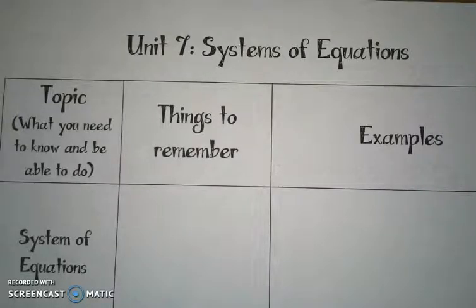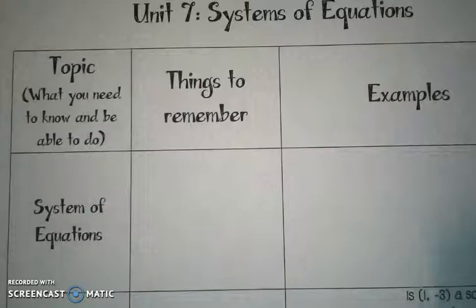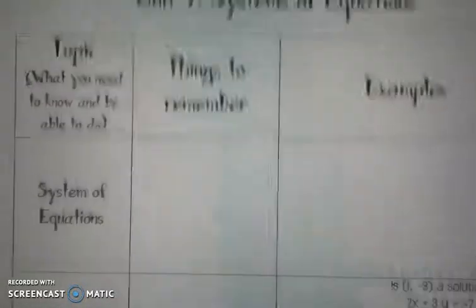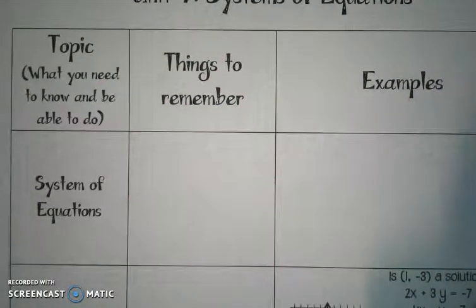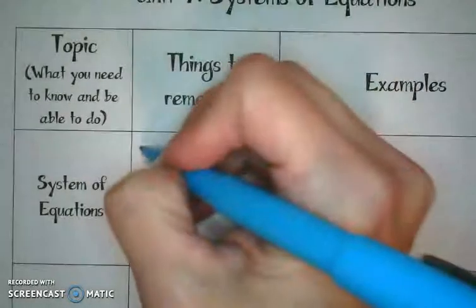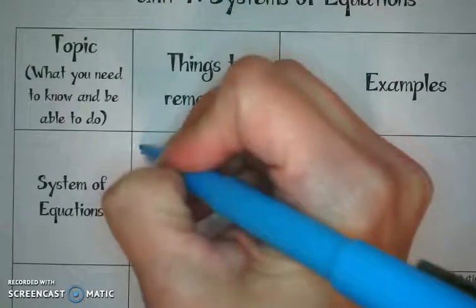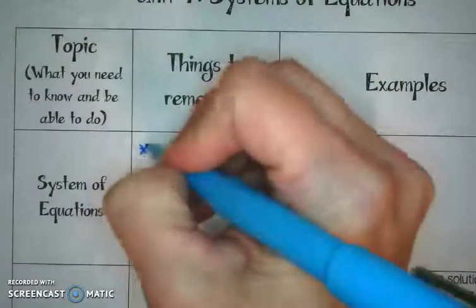So we're going to review Unit 7 today, and this is on systems of equations. So first thing up here at the top of your Unit 7 chart is just systems of equations. So what I want to do is just talk about the things that you should know or need to know about systems of equations.